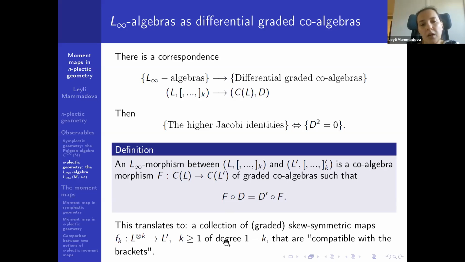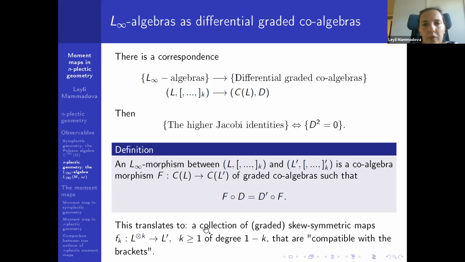This is a clumsy expression, the one that expresses this compatibility, but for the first map, it's easy. It says that the first map has degree 0 and is a chain map, so it intertwines the first brackets, the differentials of these objects. And in the other cases that we will be interested in, I will give you what it precisely means.